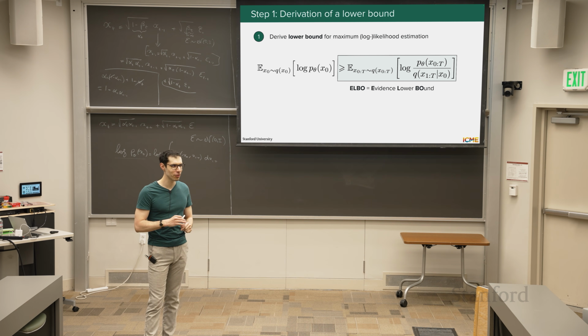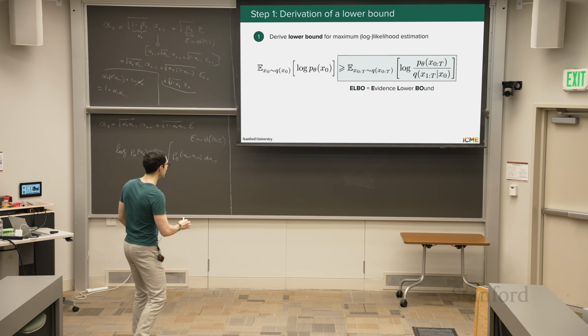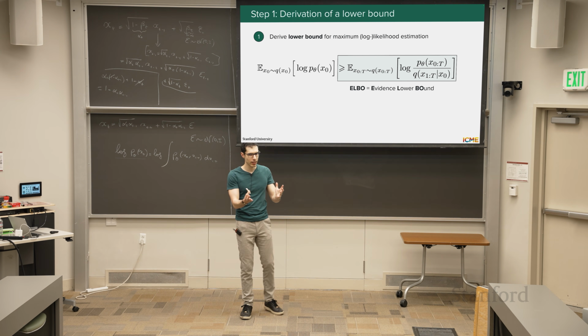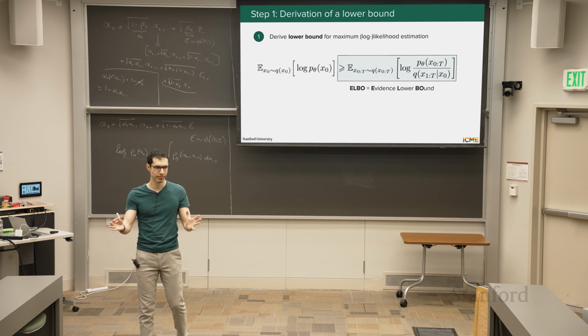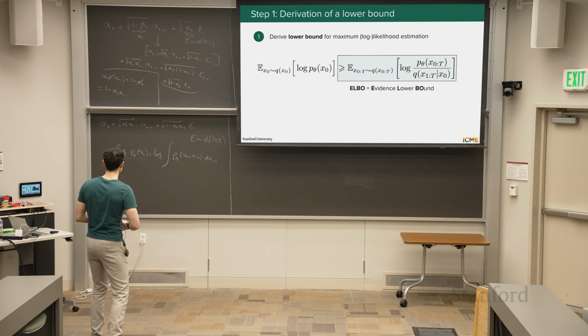Have you heard of the ELBO before this class? Yeah? ELBO stands for evidence lower bound. And what that means is it's an expression of a quantity that is a lower bound of the quantity that we care about. And actually, this is quite important, so I think I will derive it.